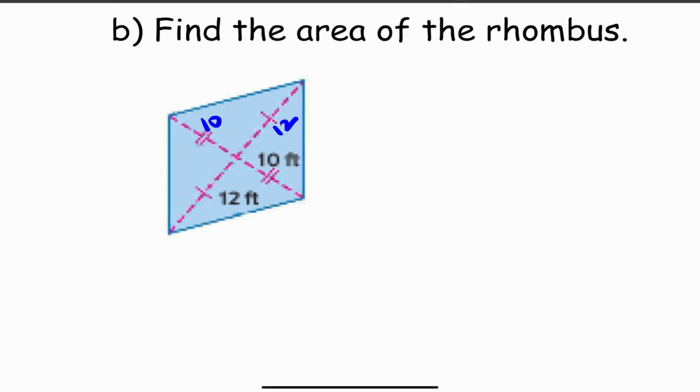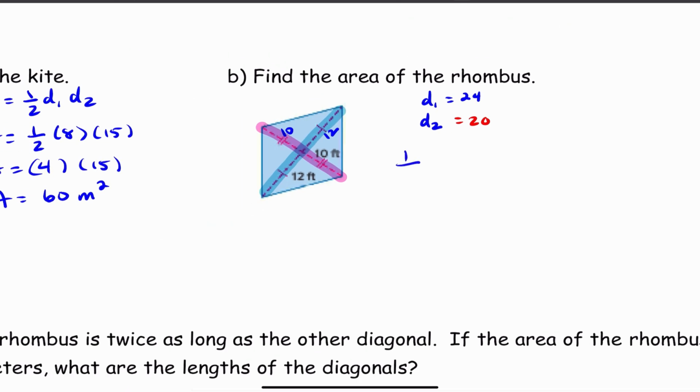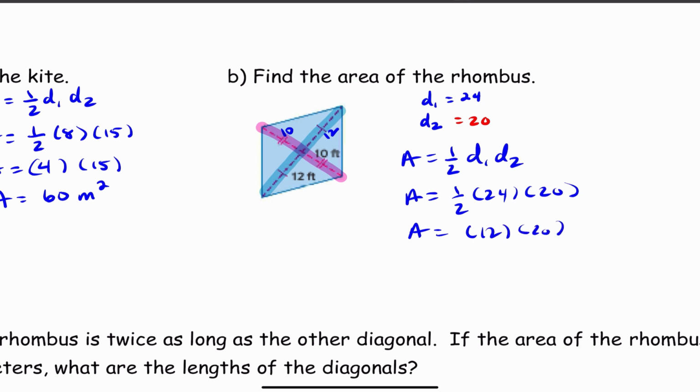So that means that diagonal 1 over here is going to be 24, because 12 plus 12 is 24. And then diagonal 2 over here is 20. So let's plug it in. So A equals 1/2 D1 D2. A equals 1/2 of 24 times 20. So A equals 12 times 20, and that will be A equals 240 feet squared.